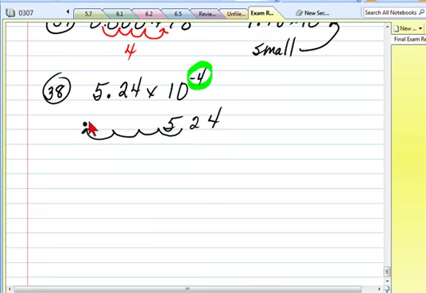Drop the decimal point, fill in with zeros, and then do one final check. Would that number match up with the kind of exponent that you have? Little decimal, negative exponent. Is that okay?